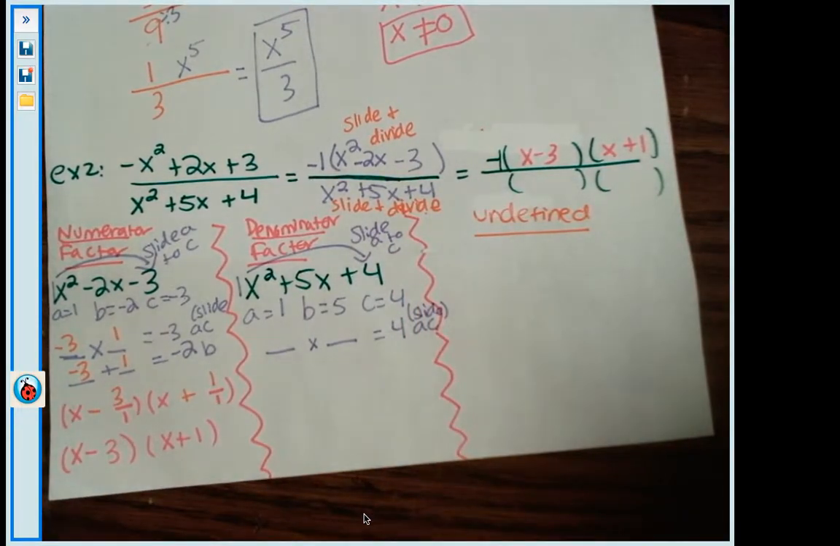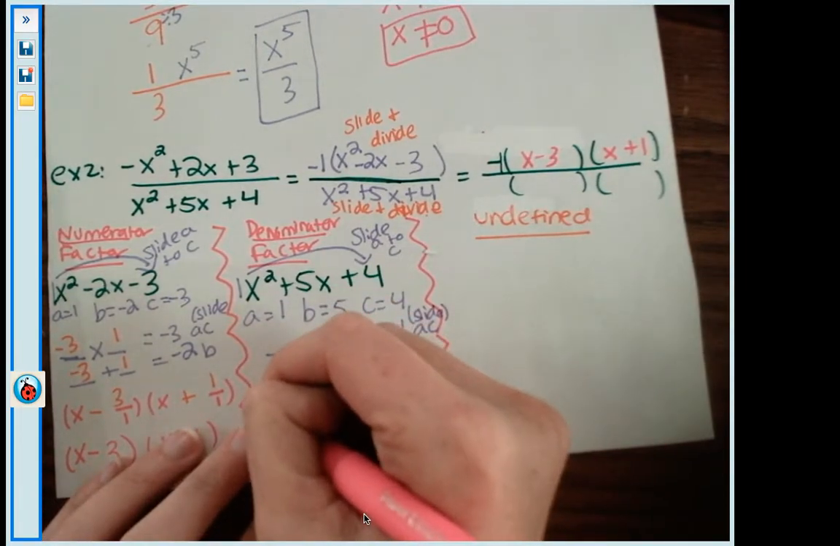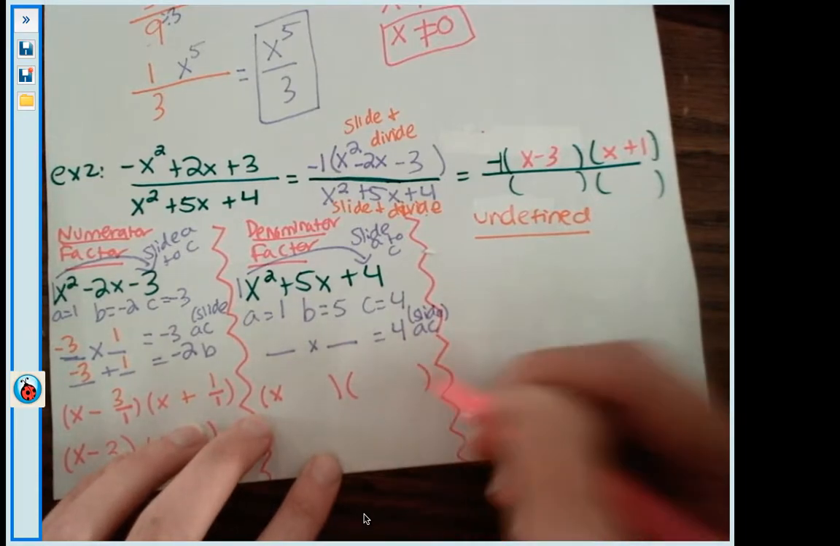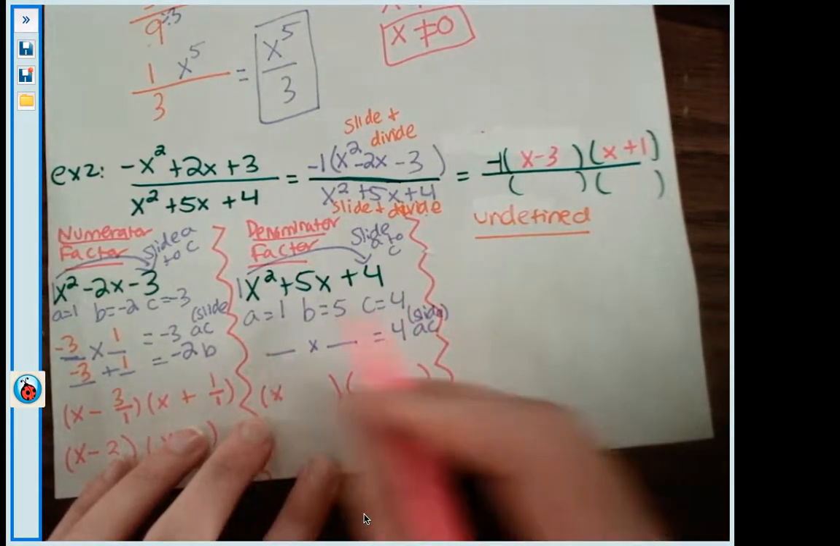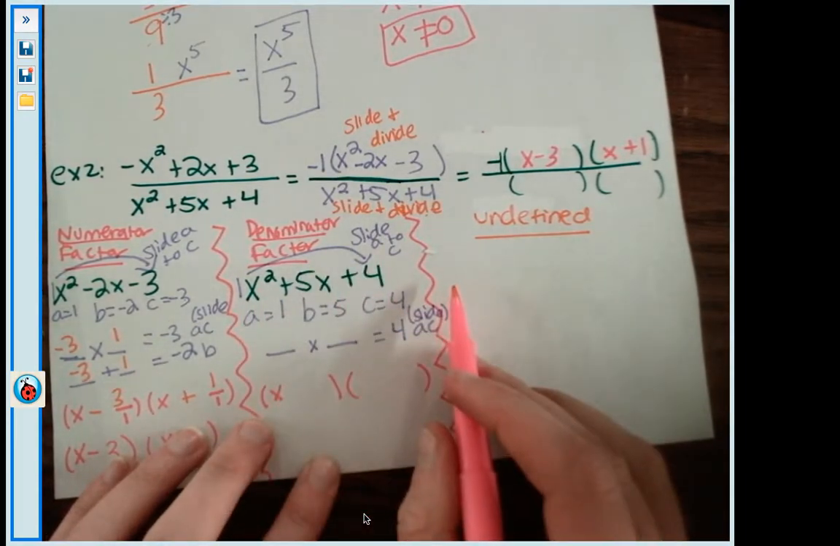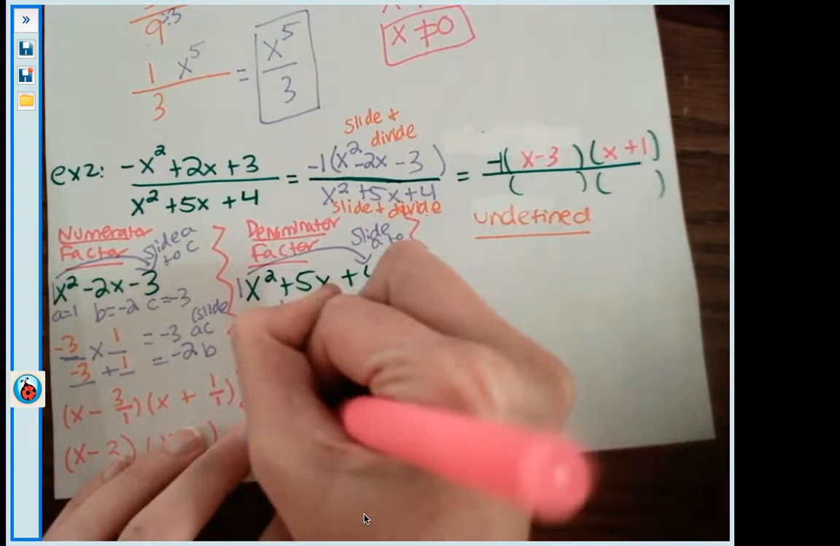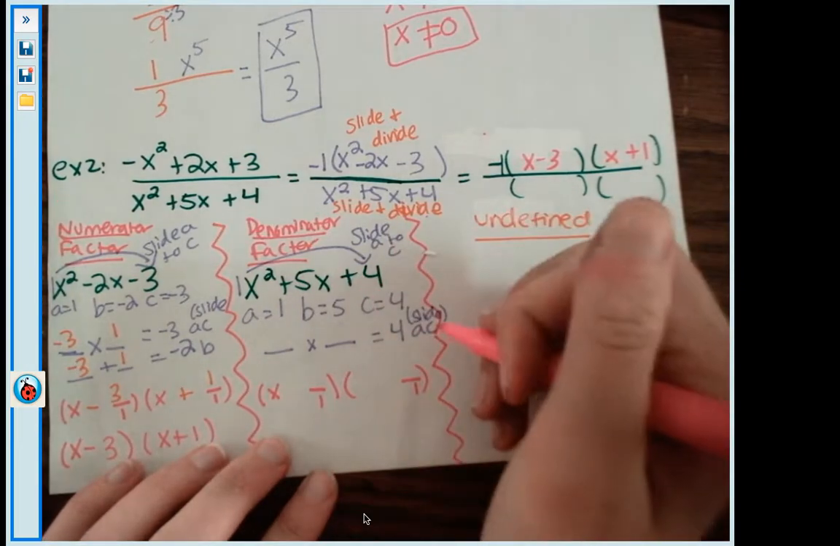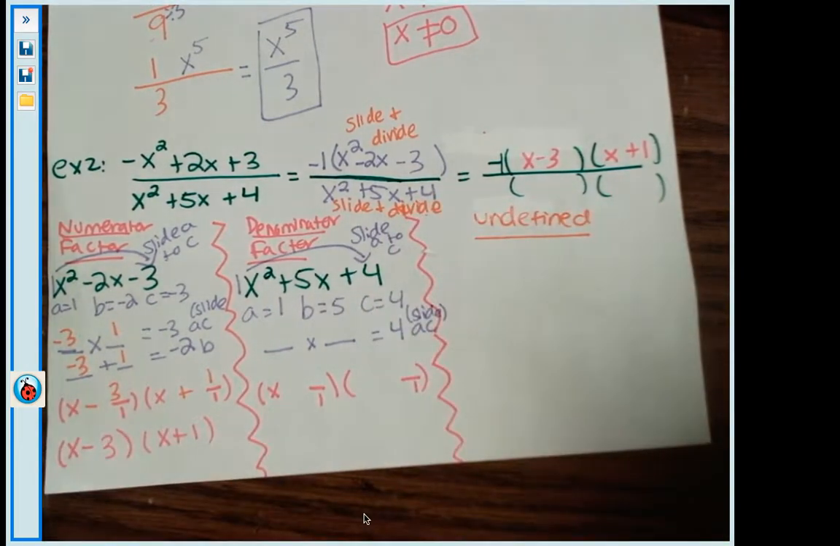And don't forget, you guys, in our final answer, we are going to have x's in each of our parentheses, and we're going to divide by what we slide. So we slide a, which means we divide by a. So I'm going to divide by 1, which is my a value. So you slide a, and then you divide by a, so don't forget.